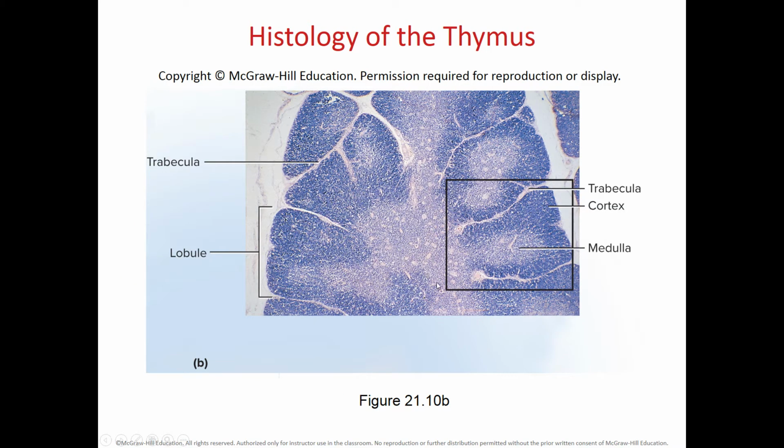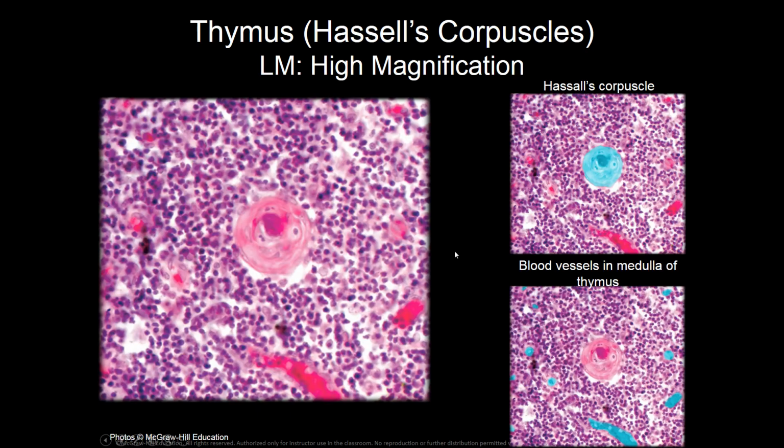This is the actual micrograph of the thymus. So you can see here the cortex, the medulla, and the lobules. These will be the trabeculae that separate the thymus into little segments or lobes. And if you see a greater magnification of the thymus, you can see these Hassall's or thymic corpuscles. And all of these purple cells that you see here will be the T lymphocytes.